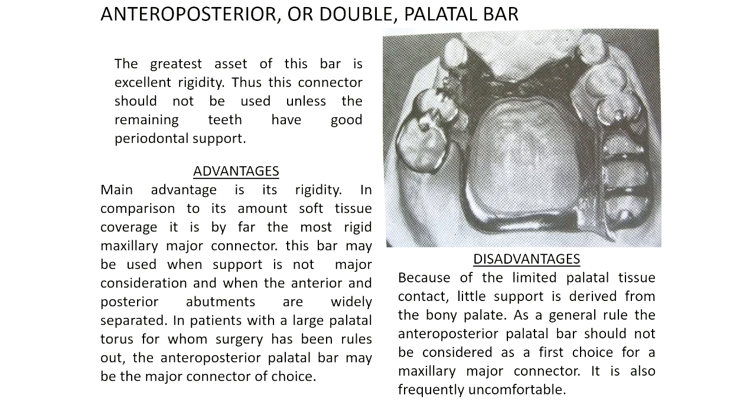It is also useful in patients with a large palatal torus, which may occur in between the two components of the anteroposterior or the double palatal bar. Now the disadvantage is that the palatal contact is very little, so the support is derived from the bony palate, and as a rule the anteroposterior bar should not be considered as a first choice for a maxillary major connector. It is also frequently uncomfortable.